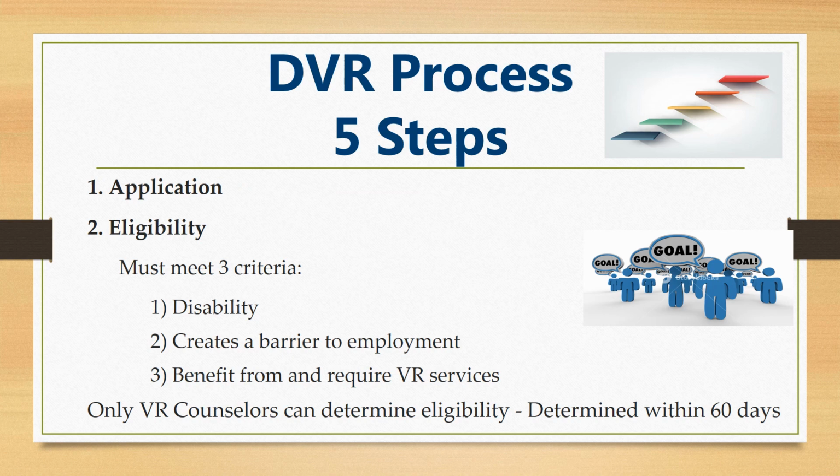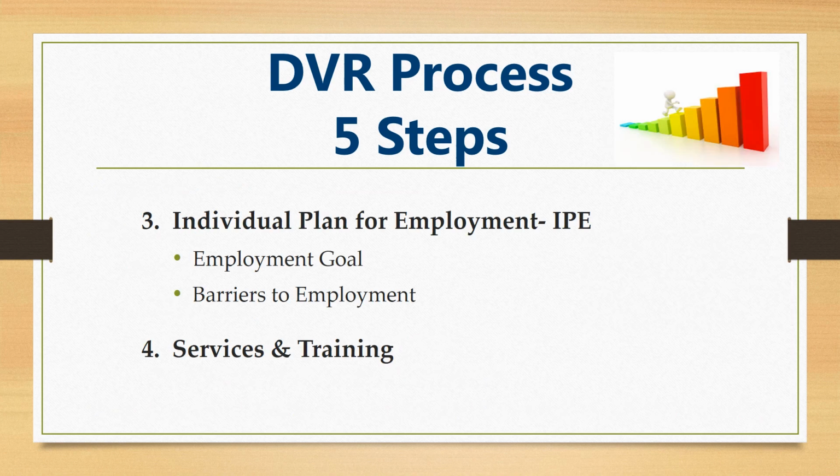Only a VR counselor can determine eligibility, and they must make that determination within 60 days after DVR receives the application. Step 3 is the development of an individual plan for employment, known as the IPE. Both the individual and their VR counselor develop the IPE together. The IPE is an important document. It's the person's roadmap to employment.